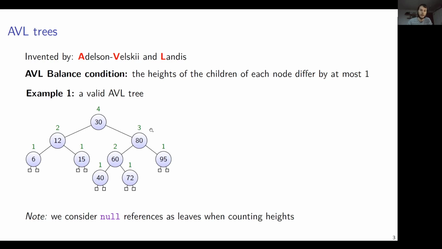So in this example, this is a valid AVL tree because for each node, the heights of the children differ by at most 1. We see for this node, it has a child with a height of 2 and a child with a height of 3, which differ by at most 1. And this node has children with heights 2 and 1, also differing by at most 1, and 2, 1 and 1 that differ by 0. So it's also at most 1. So all nodes in this tree have children whose heights differ by at most 1.